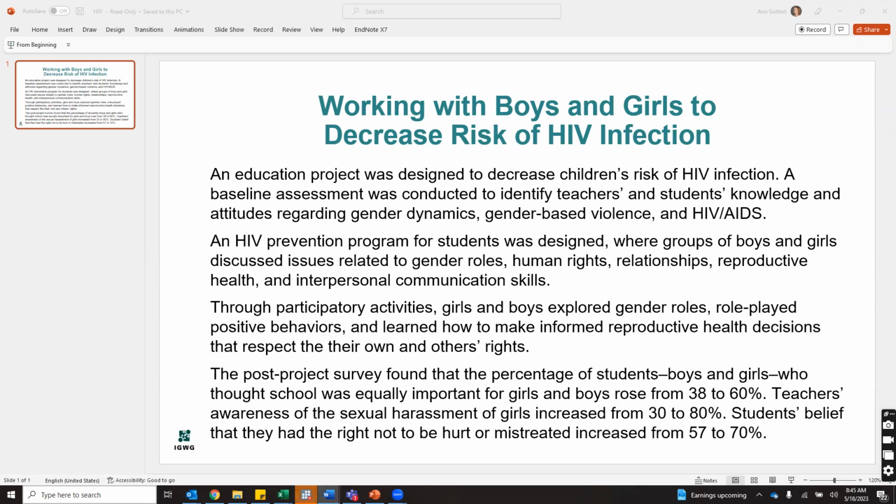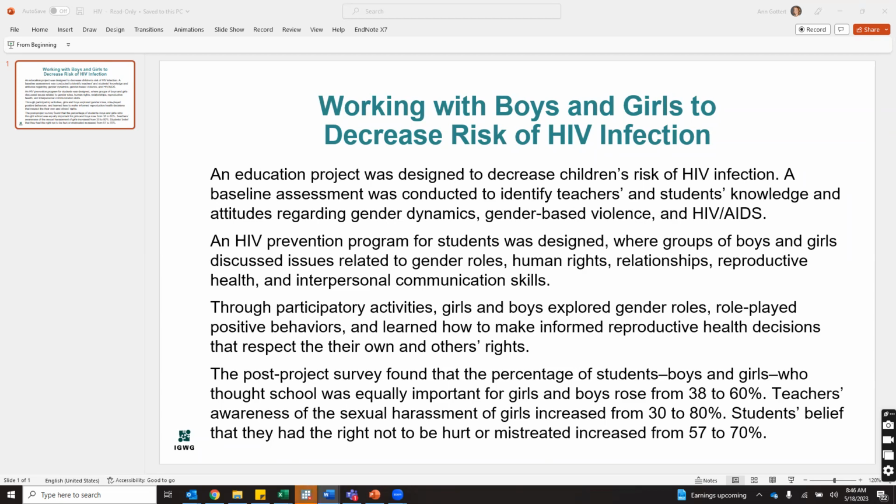The post-project survey found that the percentage of students, boys and girls, who thought school was equally important for boys and girls rose from 38 to 60%. Teachers' awareness of the sexual harassment of girls increased from 30 to 80%, and students' belief that they had the right not to be hurt or mistreated increased from 57 to 70%.